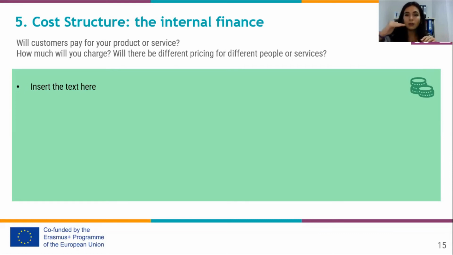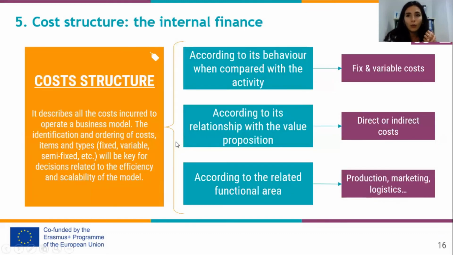So I have to divide into the different basic and non-basic activities, and I'm going to assign a cost to each point. Okay, so to see a deeper definition, we have that the cost structure is going to define all the costs that I have incurred to operate my business model. So I have to identify and order all the different costs and items and types. For example, we have to make a distinction between the fixed costs, the variable costs, the semi-fixed costs, and once we have divided the different costs, this division is key to make decisions related to the efficiency and to the scalability of the model.